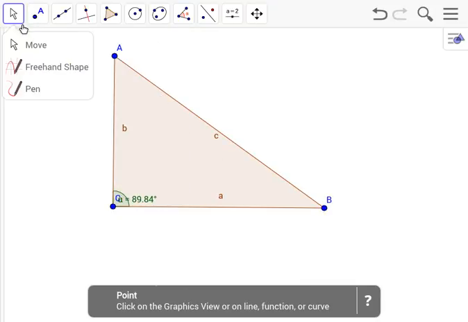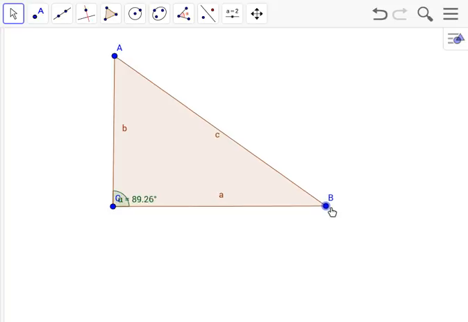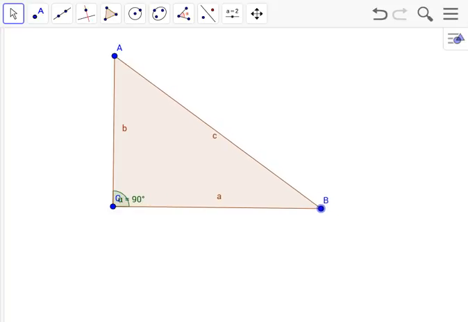There, and then move it around so we actually do have the measurement that we need. This might take a while. Oh, there we go. Exactly 90 degrees.